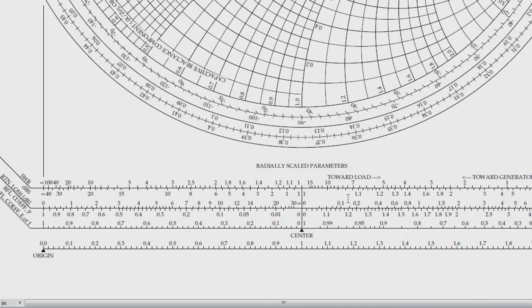When you are moving in this direction towards the generator, and when you are moving in this direction towards the load, then here is the reflection coefficient, either E or I, current or voltage. We are going to now use these two. The remaining will be for some other applications.